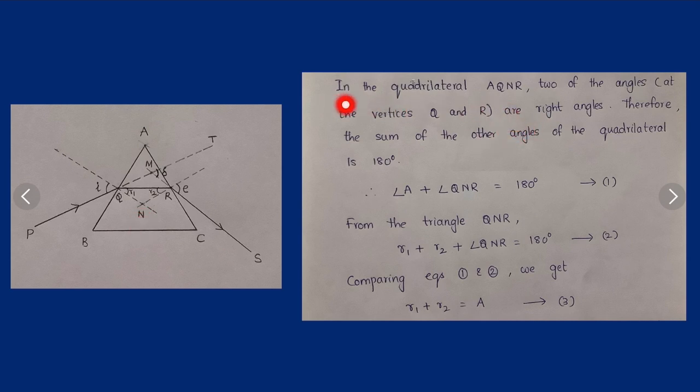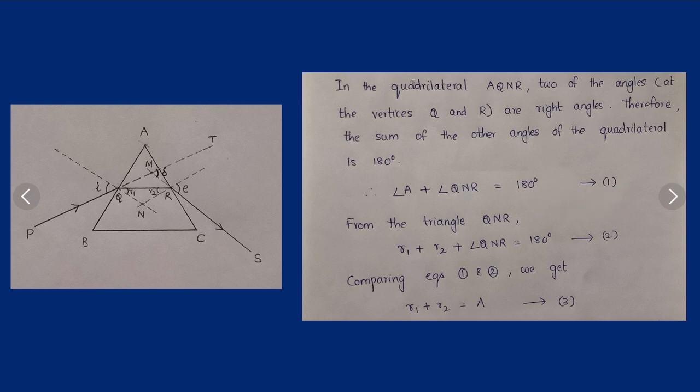Therefore, in the quadrilateral AQNR, two of the angles at vertices Q and R are right angles. As I told you, they are normal. Therefore, the sum of the other two angles of the quadrilateral is 180 degrees. Other two means angle A and angle QNR. Angle A plus angle QNR is equal to 180 degrees.